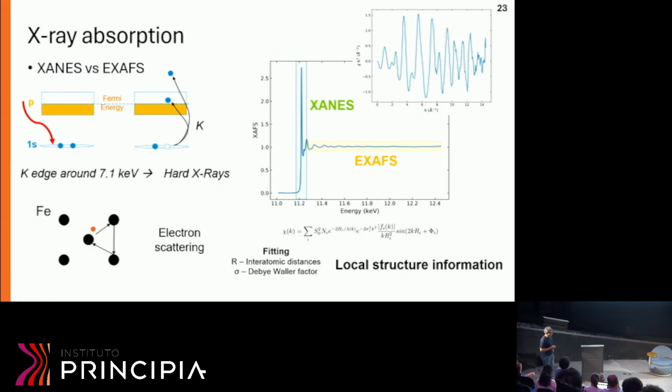We also wanted to get some information about the local structure of our materials, and one way to do that is to look at the XAFS spectrum. So the XAFS spectrum is generated by the absorption of X-rays in the K edge of the material, okay?